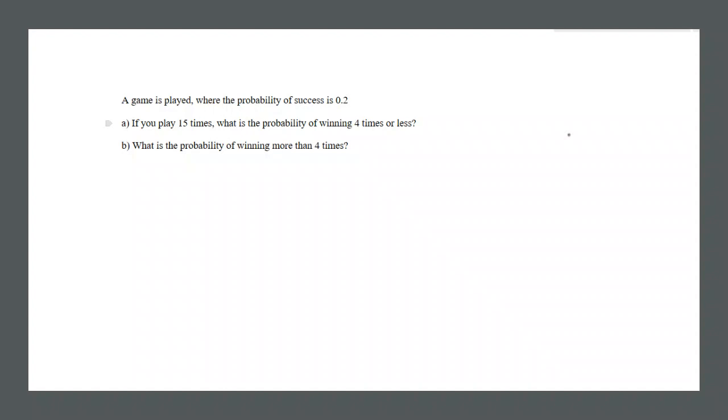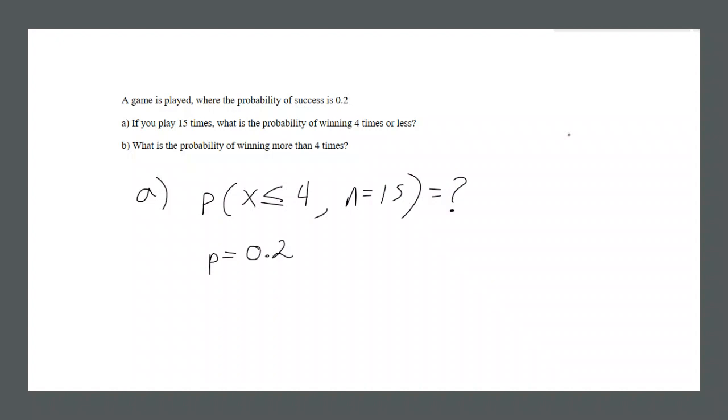Part A asks, if you play 15 times, what is the probability of winning 4 times or less? So we want the probability that x is less than or equal to 4 given that we make 15 attempts. And we know that the probability of a single success, if you play once, is 0.2.